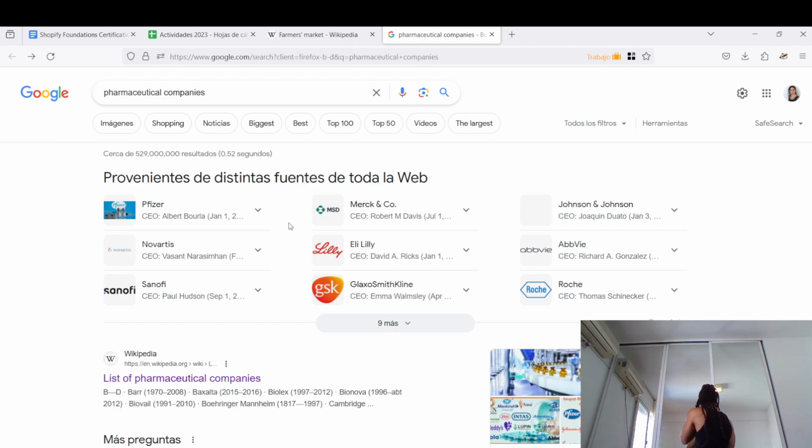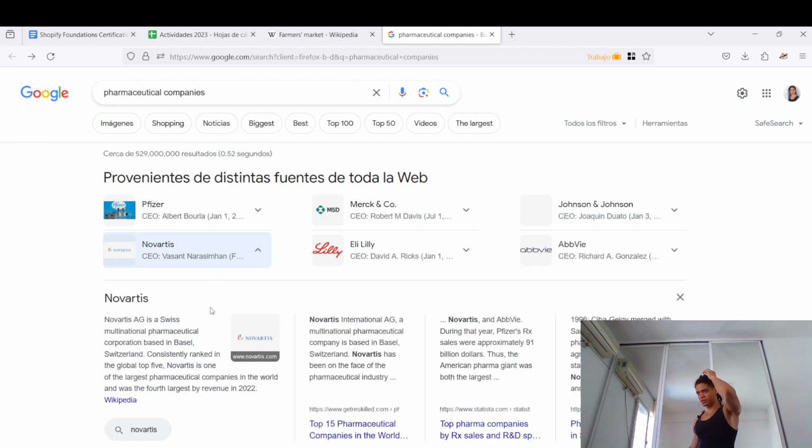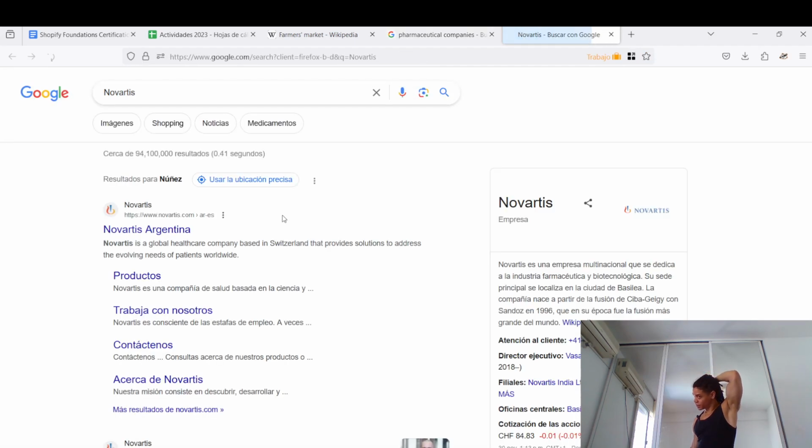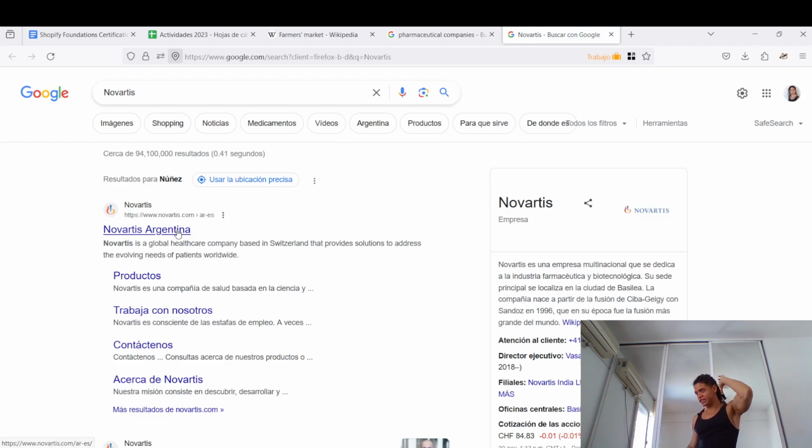Oh man, I know what I have to do. Okay, so this is not for those regulated industries. So, for example, pharmaceutical, Pfizer, Sanofi, Roche. So Pfizer, Novartis is Swiss. Novartis, Argentina.